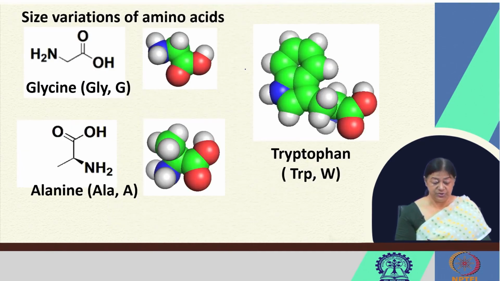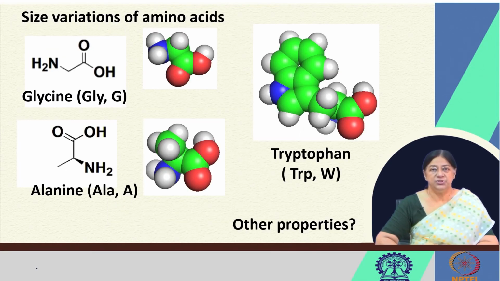in mutations. If we look at the size variations of the amino acids, say glycine and alanine that we've drawn here, along with tryptophan, we see that there are size variations, which means there are going to be steric factors that are going to play a role. But what are the other properties that are going to be important here?